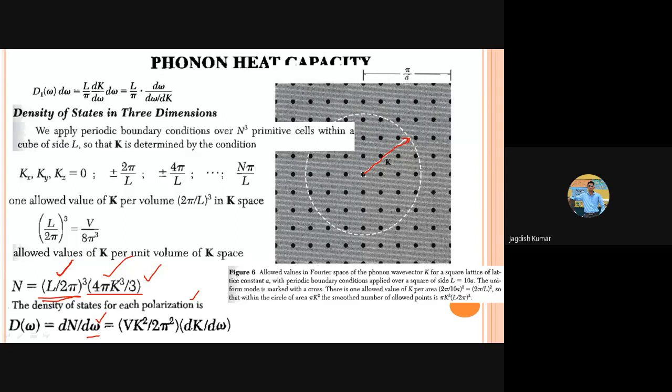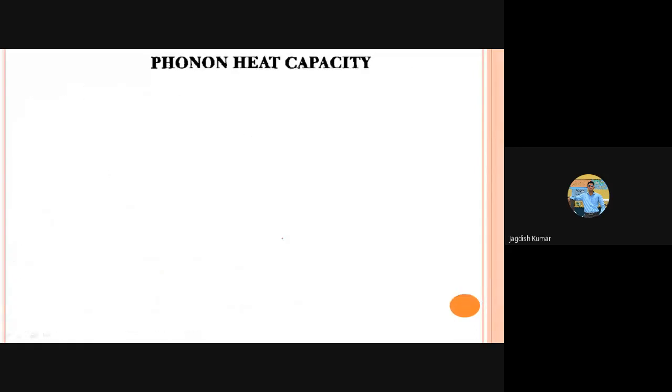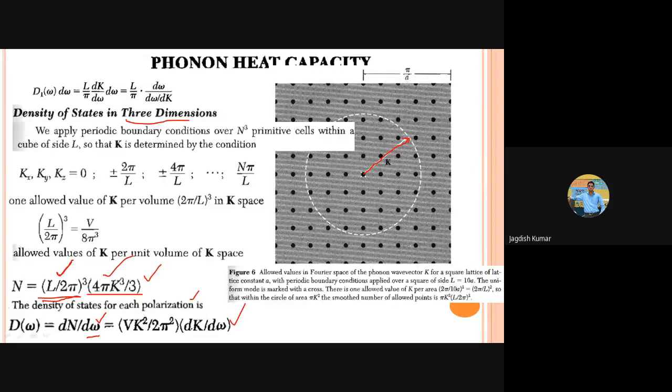So L cube is nothing but V. With respect to omega we have to obtain the derivative. So first let us take the derivative of k cube with respect to omega. This will be k square into dk over d omega. The same thing, right? So that is how we can obtain the density of state for a 3-dimensional case. That's what we are actually discussing. So that is how we can obtain the phonon density of state.